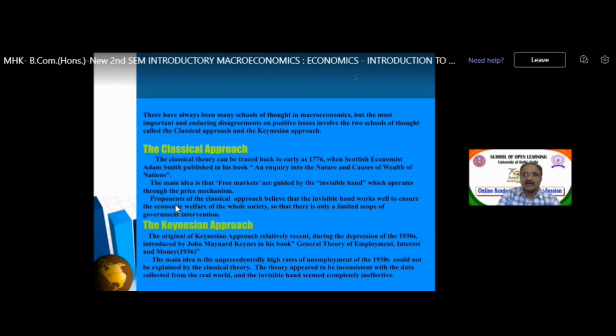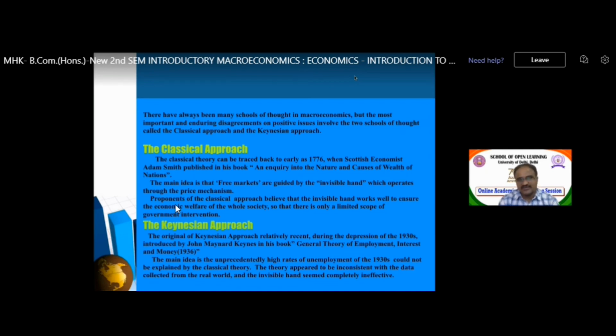Okay, there have always been many schools of thought among macroeconomists, but the most important and enduring disagreement on positive issues is between two schools of thought: the classical approach and the Keynesian approach. What is the classical approach? The classical approach means classical economist theories, and Keynesian theories are the modern economist theories. Classical theory and Keynesian theory.